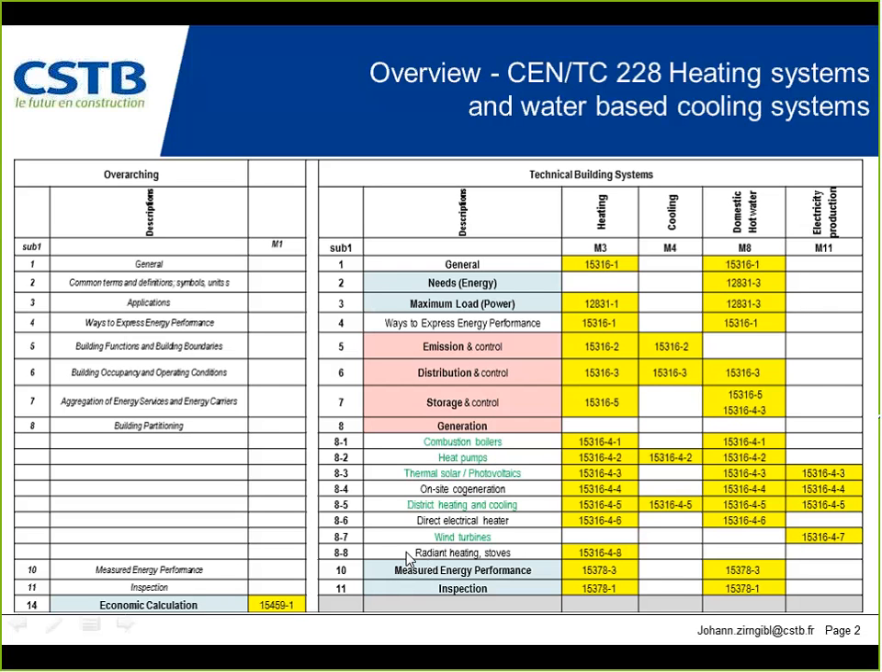And then in TC228, we have other standards. One is related to measured energy performance. Here we have the numbers of it. Another is on inspection, and another one on economic calculation, for example about payback times, global costs, and things like this. But as I said before, I will focus on the energy calculations.